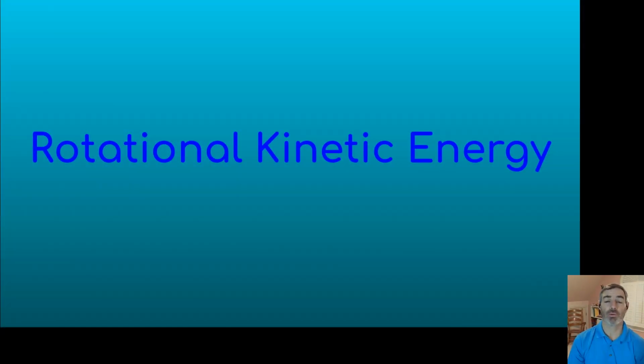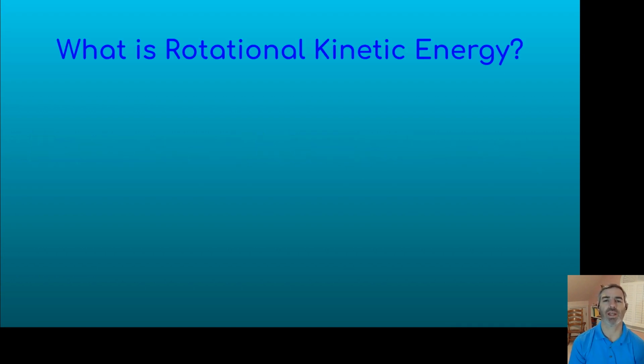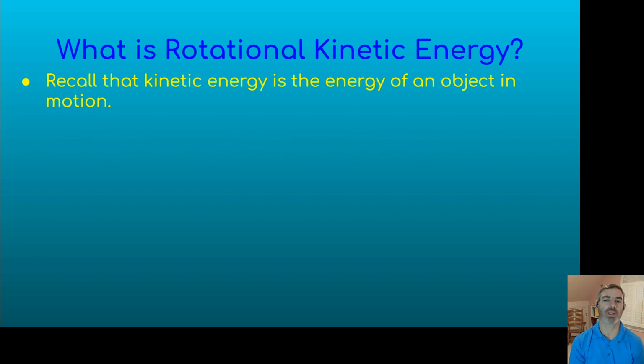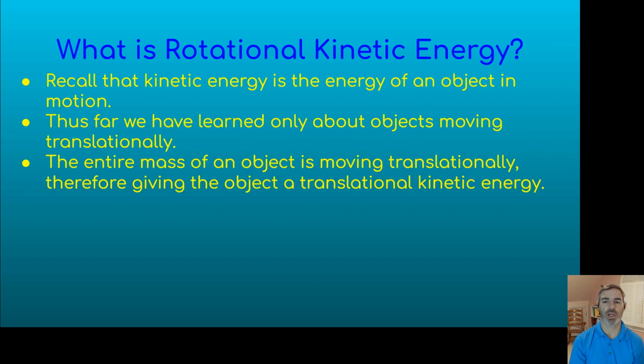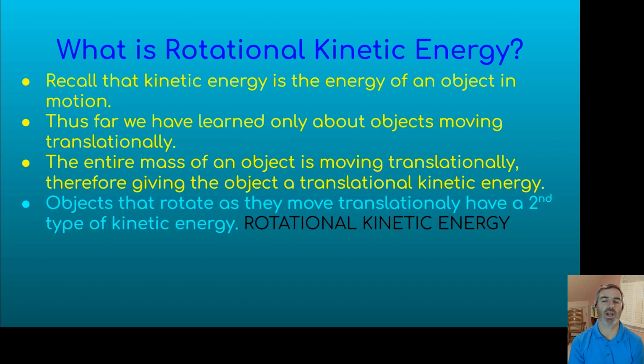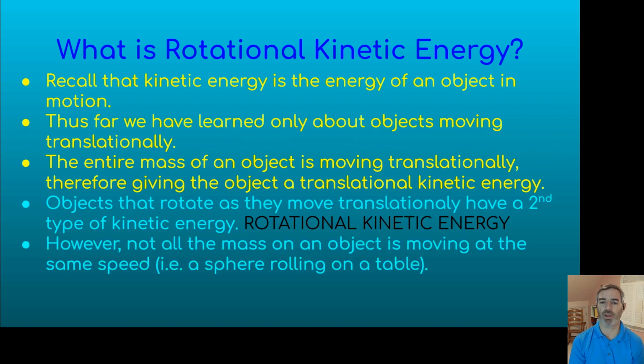In this video, we're going to talk about rotational kinetic energy. So what is rotational kinetic energy? Well, recall that kinetic energy is the energy of an object in motion. Thus far, we've only learned translational motion, where all the mass is moving at the same speed. So the entire mass of the object moving translationally has one kinetic energy because all the mass is moving together. But objects that rotate have a second type of kinetic energy called rotational kinetic energy. So as an object spins, it has a different type of energy.